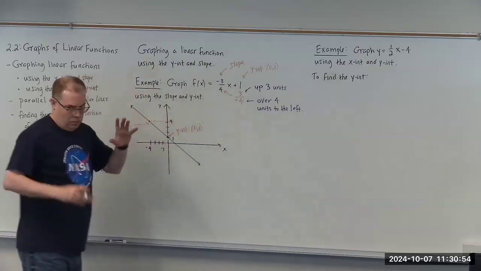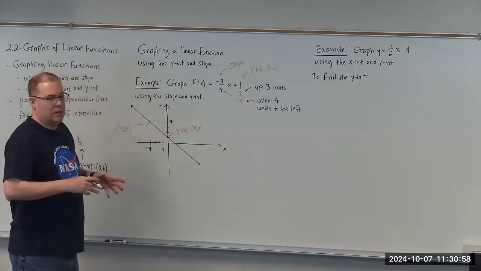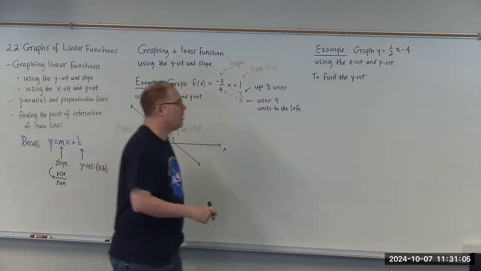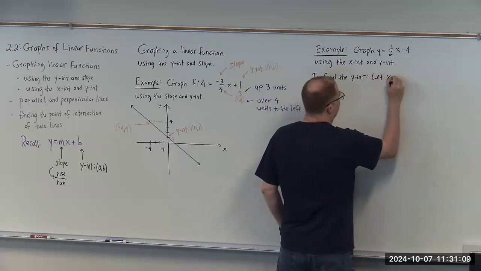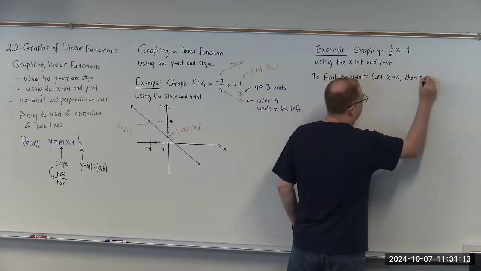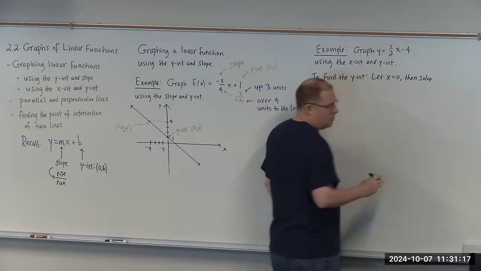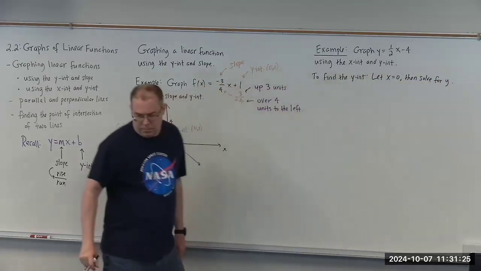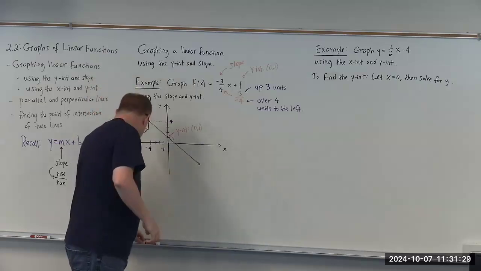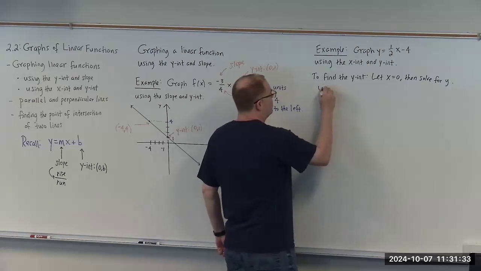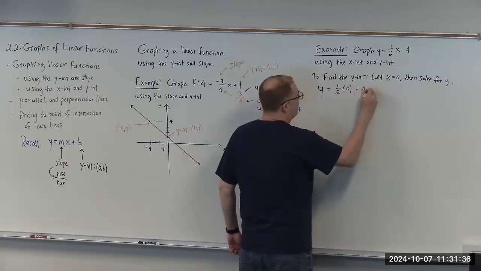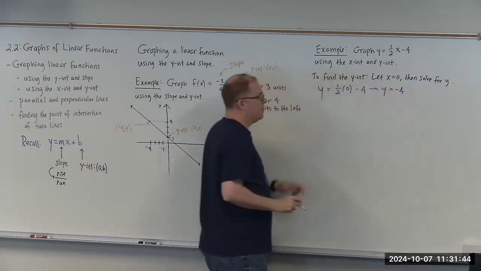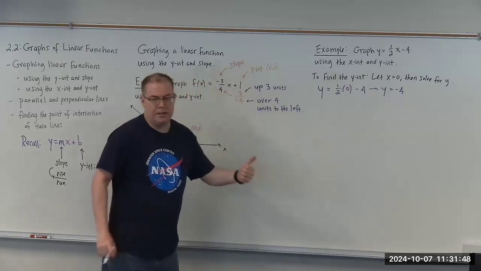Remember, the y-intercept is where the graph will cross the y-axis. To find the y-intercept, you let x equal 0 and then solve for y. So if we do that here, we have y equals 1/2 times 0 minus 4. This gives us 0 and then negative 4, so y equals negative 4. Our input was 0, and our output is negative 4.